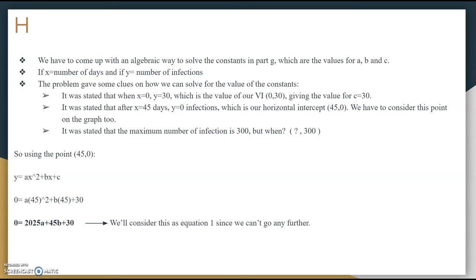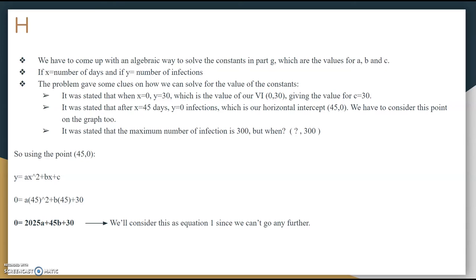The problem gave us some clues on how we can solve the value of the constants. One is that it was stated when x is 0, there are 30 people infected, and this value is our vertical intercept of (0, 30). And as we know that the vertical intercept gives us the value of c, so our c is equal to 30. It was also stated that after 45 days, there are 0 infections, which is our horizontal intercept of (45, 0). We have to consider this point too on the graph.